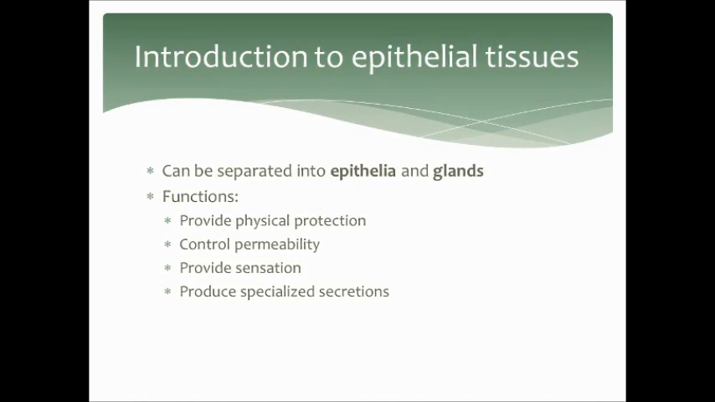Epithelial tissues also provide sensation, so they have a large sensory nerve supply. There's also neuroepithelia that are specific to providing us with certain senses, such as smell, taste, hearing, etc. We'll talk about those when we get to the senses. And then specialized secretions. Those are going to be our glands. The gland cells will produce secretions, and they will be brought to either the surface of the epithelia or to the bloodstream to be circulated throughout the body.